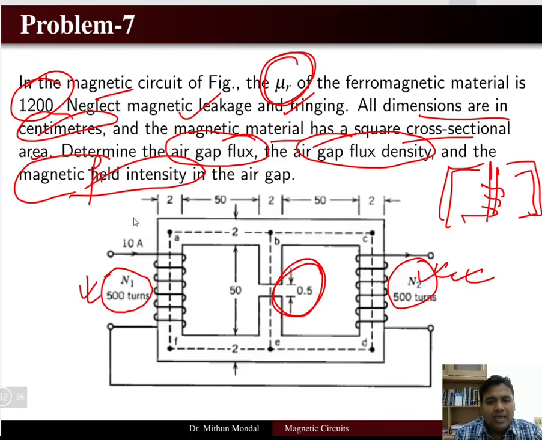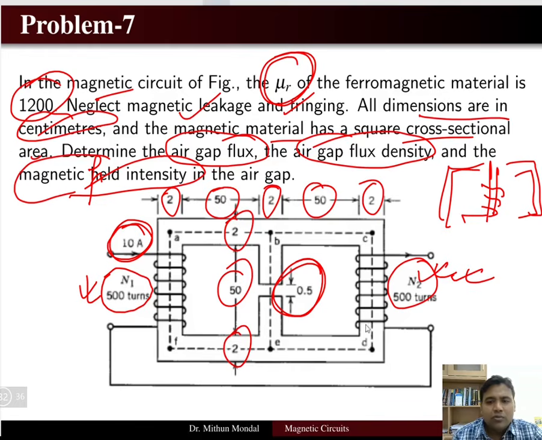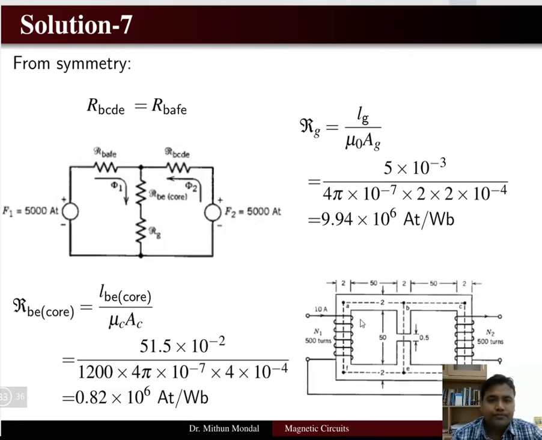Here the current carrying is 10 ampere, so you have to find out the air gap flux and the flux density given the dimensions. So all dimensions are given to you. These are the dimensions of the core material. So please note down the dimensions, draw the figure, and then find out the accurate dimensions of the core.